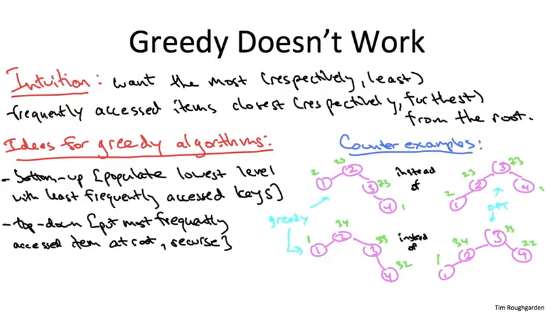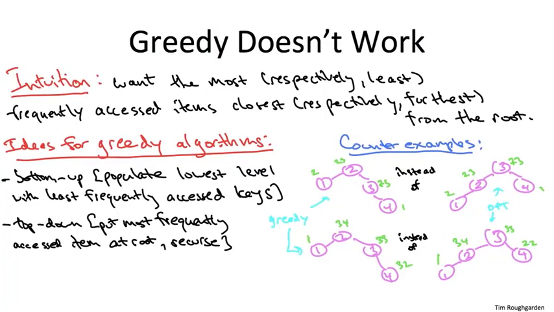And again, I'll leave it for you to convince yourself that this is indeed a counterexample. The tree spit out by the greedy algorithm on the left would have an average search time of roughly 2, whereas the search tree on the right would have an average search time of roughly 5/3. So we'd like to produce the tree on the right, but the greedy algorithm proposed here will spit out the tree on the left.